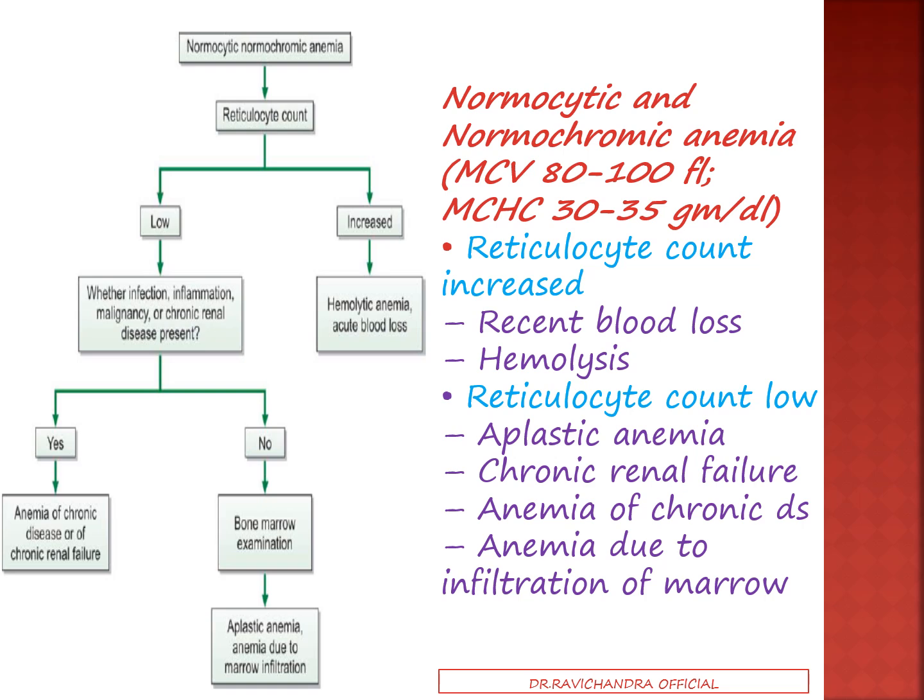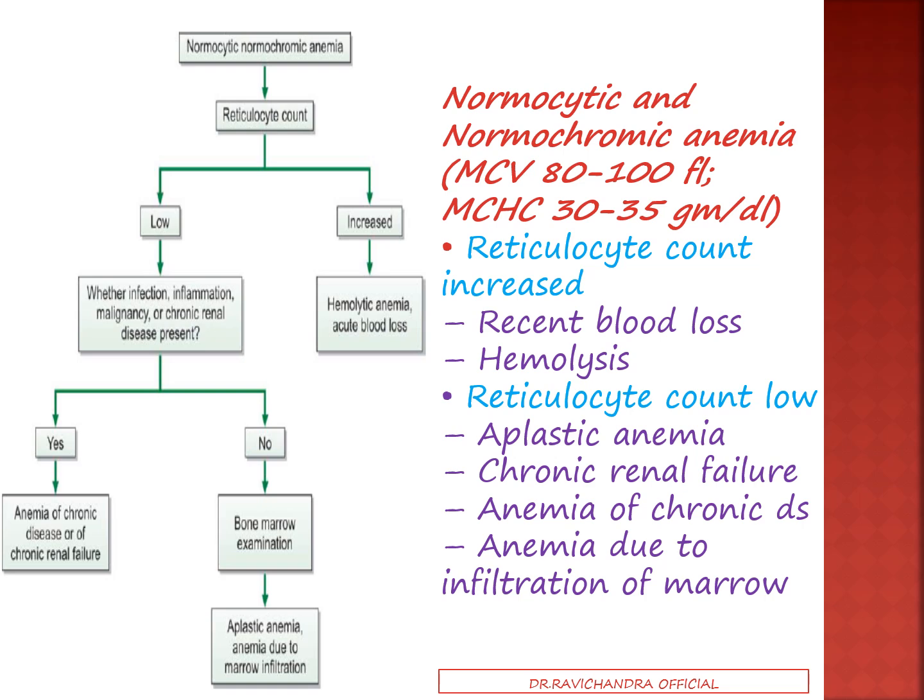If infection, inflammation, malignancy, or chronic renal disease are not present, you have to go for bone marrow examination and confirm whether it is aplastic anemia or anemia due to marrow infiltration. If infection, inflammation, malignancy, or chronic renal disease is present, you can confirm the diagnosis as anemia of chronic disease or of chronic renal failure.